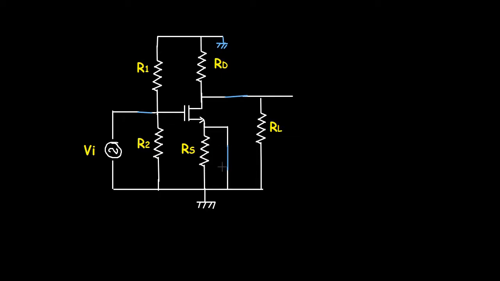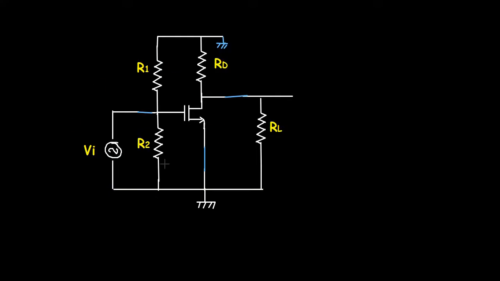Looking into this circuit diagram, we can identify that the source is directly connected to ground, so there is no significance for this resistance Rs. So we can replace this resistor by a short circuit. Then our circuit diagram changes to this simple form.